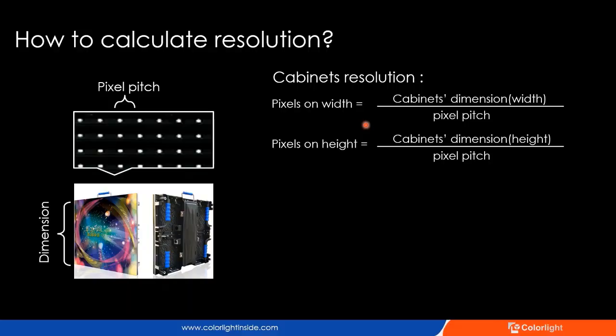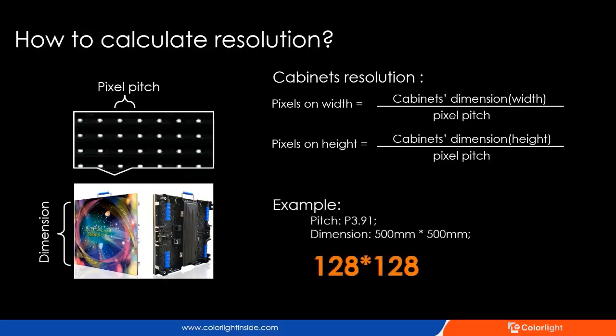When the cabinet dimension is divided by the pixel pitch, we can easily calculate how many pixels there are in width and height. For example, there is a P3.9 cabinet, which is widely used in rental projects. The size is 500 by 500 millimeters. After calculating, we can get the result of the resolution. It is 128 by 128.